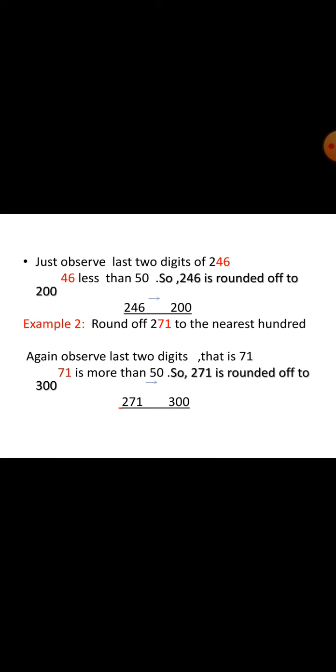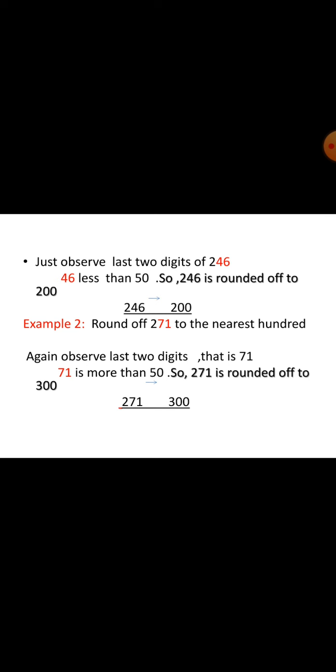So do you understand? When you are rounding off to the nearest 100, you have to remember. Just see the last two digits, that is the number formed by the last two digits. If it is more than 50, the number will be rounded off to the next higher 100. जैसे here it was 200, so हमने round off किया, we made it 300. And if it is less than 50, as in the first example, like 46, then it will be rounded off to the previous 100. Previous 100 is 200 in this case.